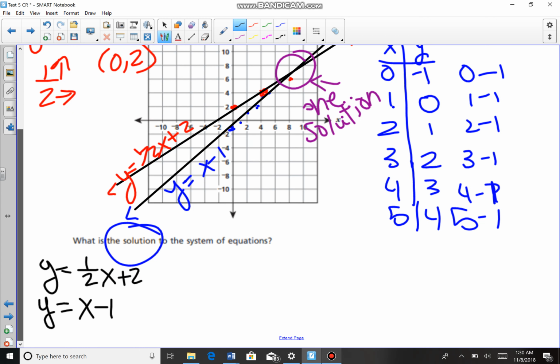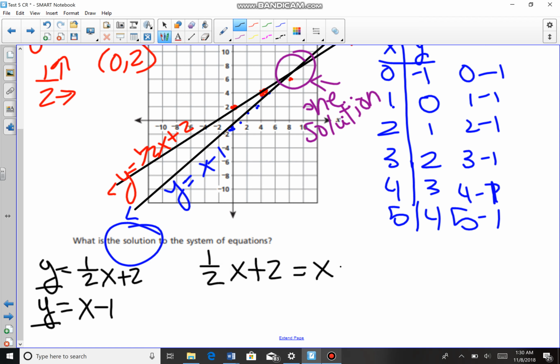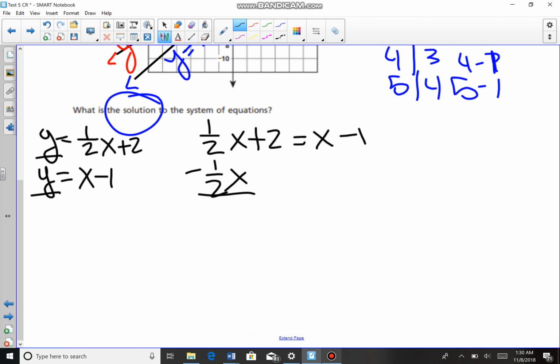So the easiest way I see to solve this is because they're both equal to y, I can set them equal to each other, which is a method of substitution. Make this a little bit better. So 1/2 x plus 2 equals x minus 1. So I'm going to subtract 1/2 x from both sides, extend my page. This side cancels, minus 1/2 x from this side. And I'm going to be left with 1/2 x. I'm going to bring down the -1 and also bring down the 2.